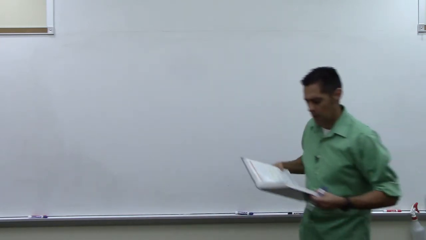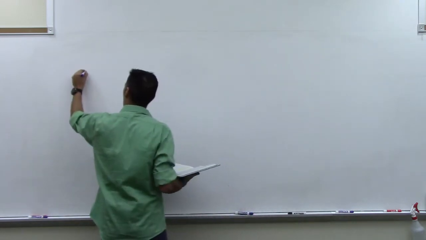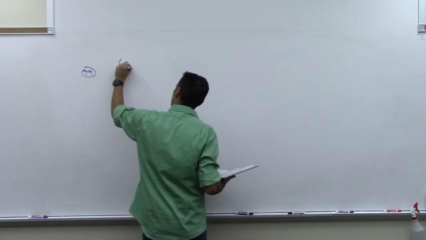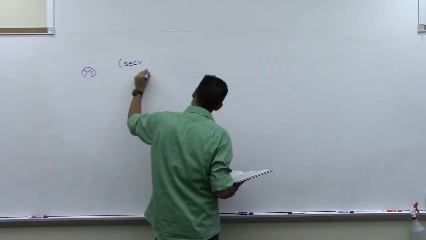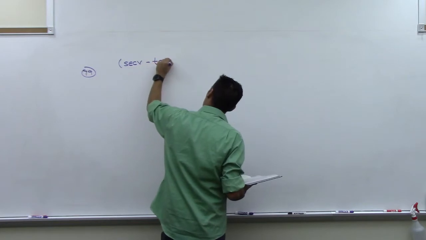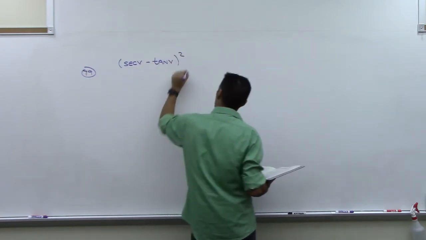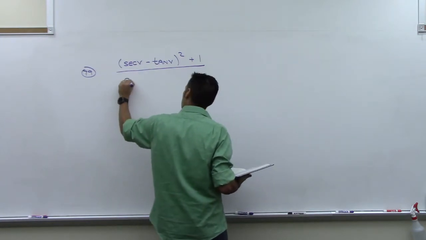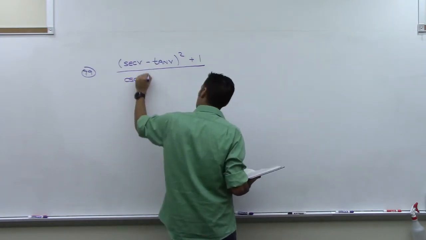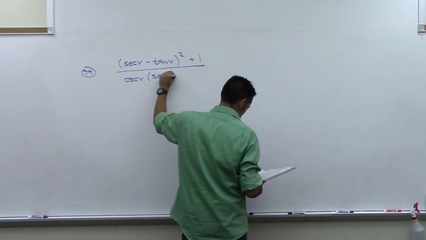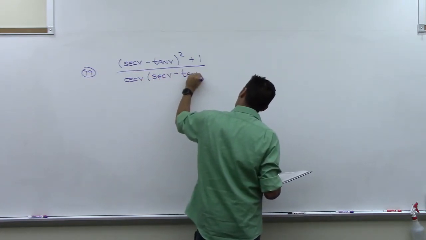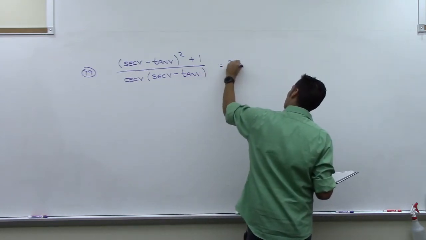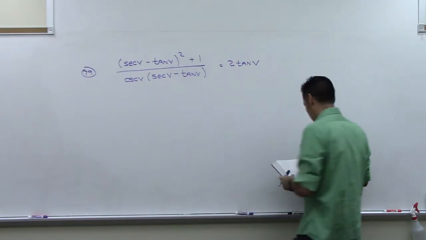79. All right, (secant v minus tangent v) squared plus 1, over cosecant v times (secant v minus tangent v), equals 2 tangent v. Oh my goodness.